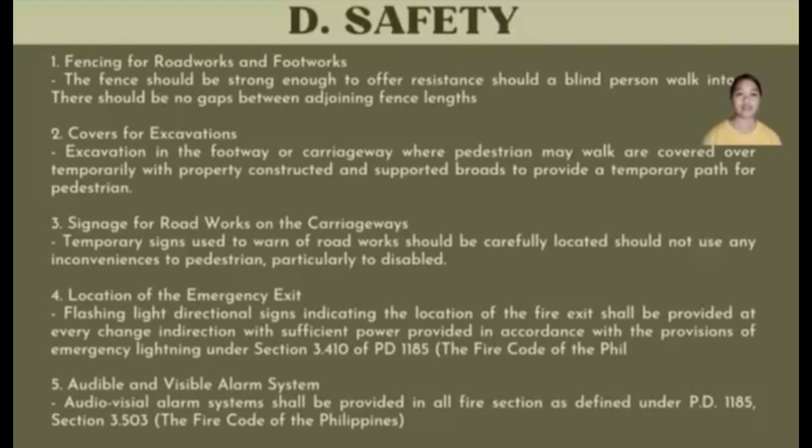So, third is signage for roadworks and the carriageways. Temporary signs used to warn of roadworks should be carefully located and should not use any inconveniences to pedestrian, particularly to disabled. Fourth is location of the emergency exit.